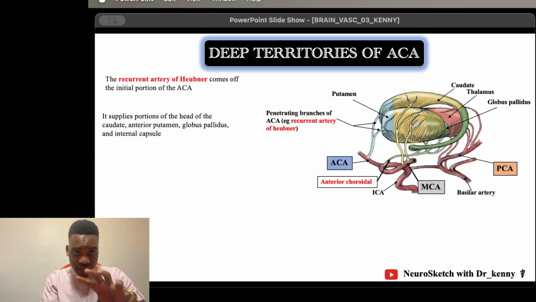But what about the deep? Does it supply deep structures? Yes, it supplies deep structures, and this is the basal ganglia. On the basal ganglia system, the anterior cerebral artery will supply this part of the caudate nucleus, the putamen, and the globus pallidus on the other side. It does so by using a penetrating branch, and this is the recurrent artery of Heubner. One of the most important arteries, the recurrent artery of Heubner, is a branch of the anterior cerebral artery, and it supplies that part of the basal ganglia.